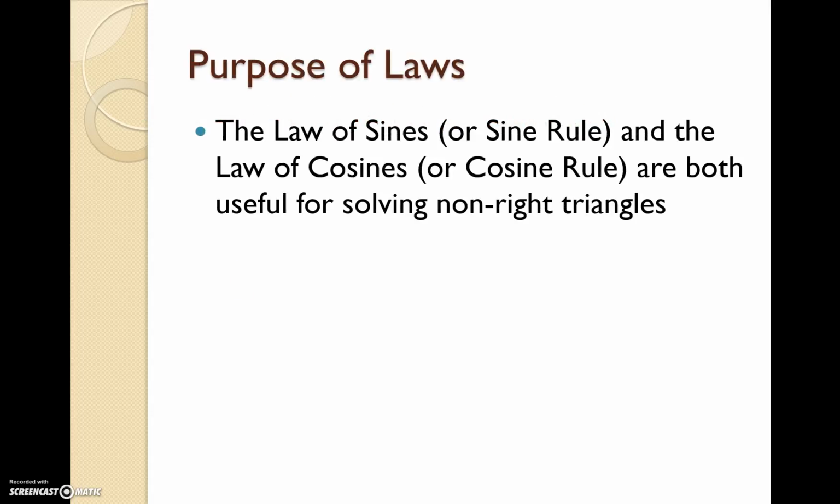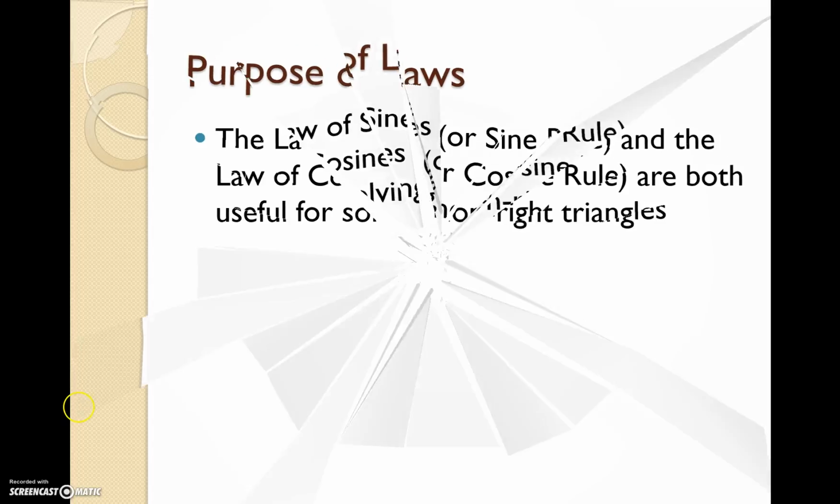So the purpose of the law of sines and cosines is to use for triangles that are not right triangles, because we have the regular sine, cosine, and tangent for those kinds of ones. So these are going to be useful for our non-right triangles. All right, let's just go ahead and jump right into it.